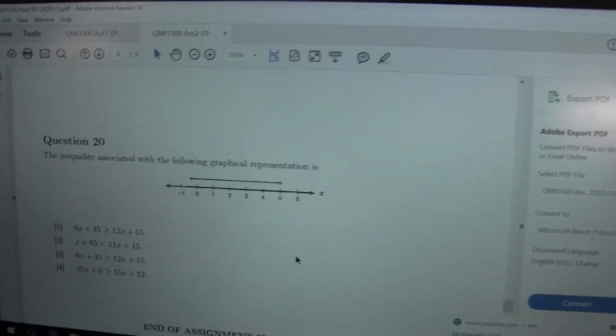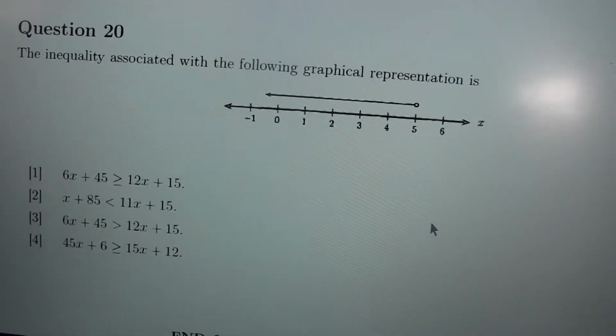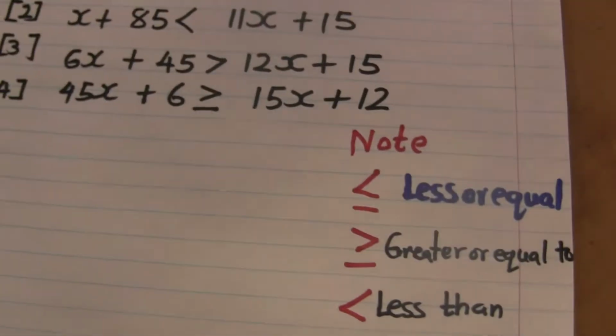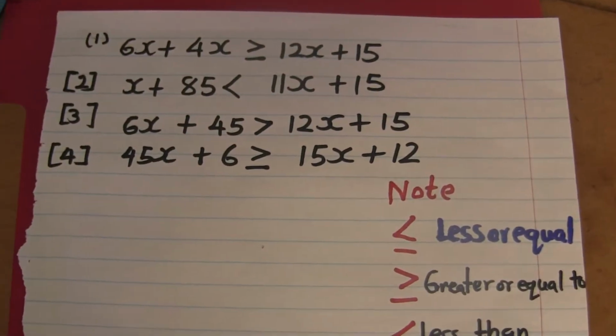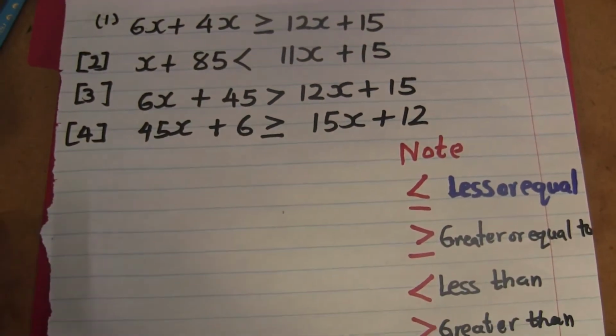Excuse me, just a minute. So those are the questions here, and we have written them here, okay? So now let's solve and see which is going to give the accurate representation. So let me start with the first one.